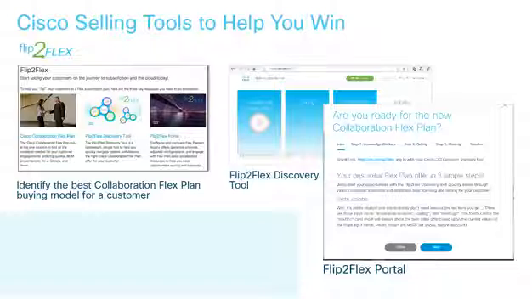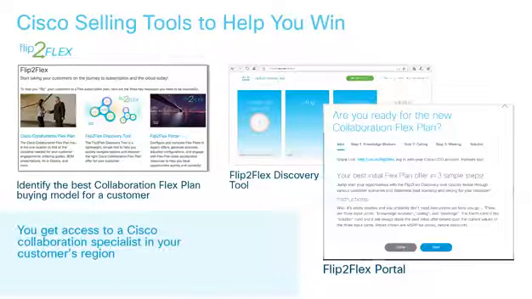With both tools, you can engage with Flex Plan sales acceleration resources to help you book opportunities quickly and accurately. Decide which Flex Plan is right for your customer. You get access to a Cisco Collaboration specialist in your customer's region to help you complete the sales cycle prospecting and qualification activities successfully. We are here for you. This online tool takes you through the decision tree, step by step. Try it out.